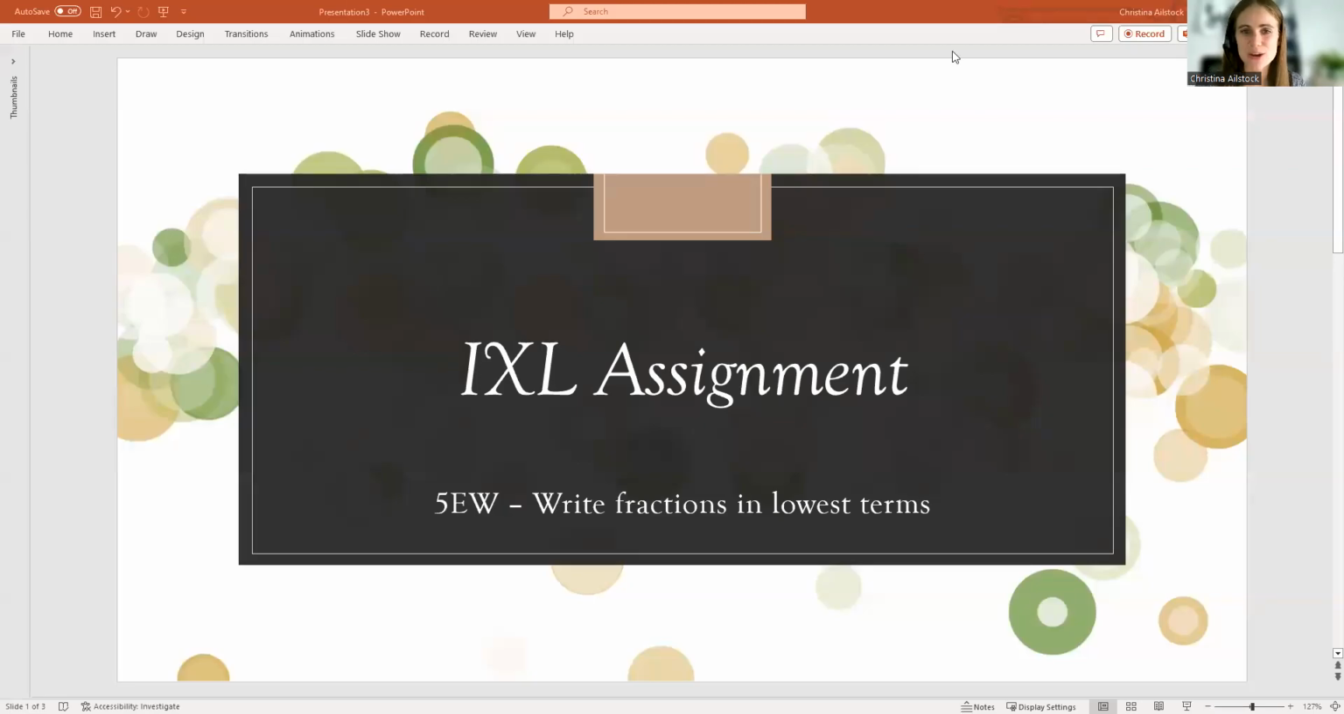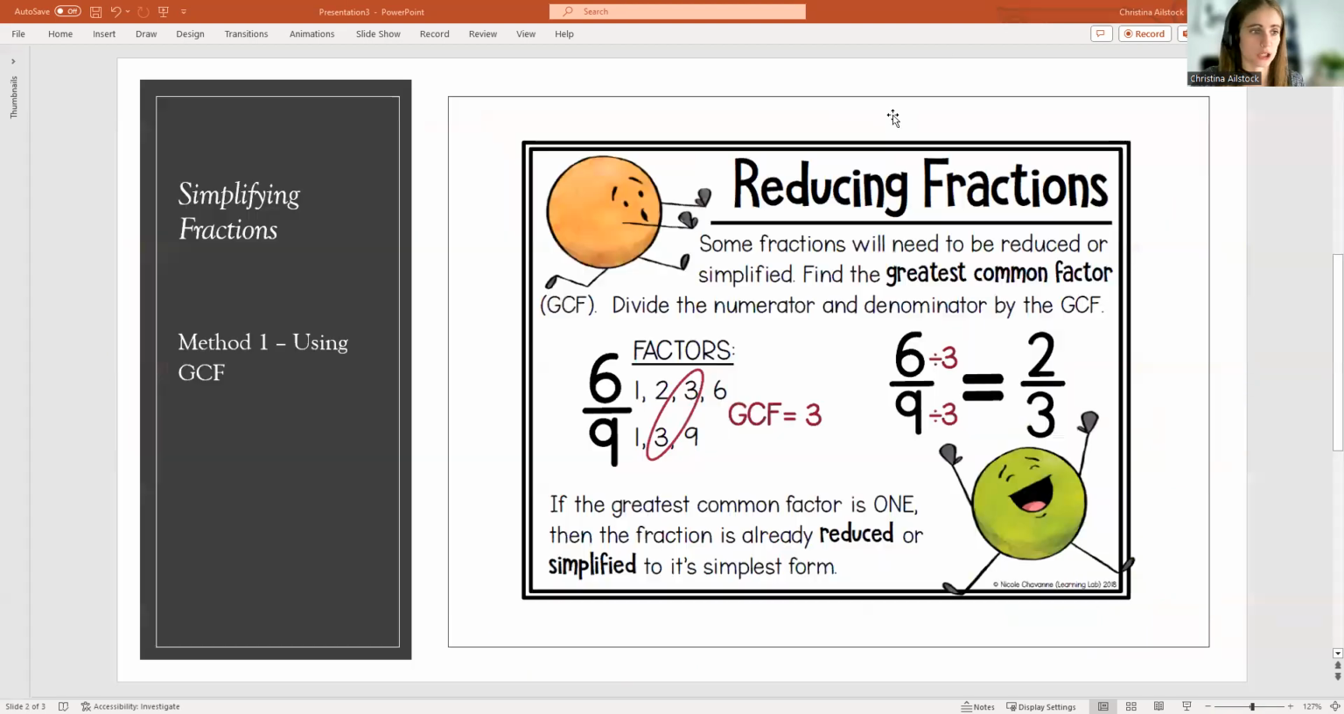Hello, everyone. Today we're going to talk about IXL assignment 5EW, write fractions in lowest terms. Now, there are two common ways for doing this, and we're going to quickly review both. And then once we hop on over to IXL, I will make sure to show you both forms as we go throughout and do our example problems together.